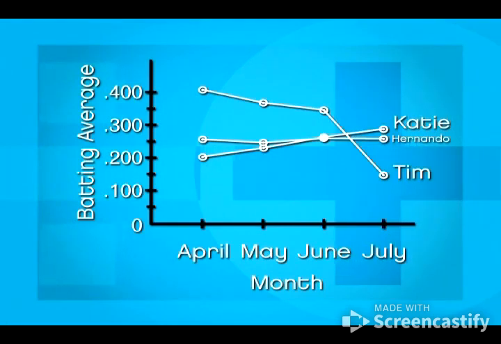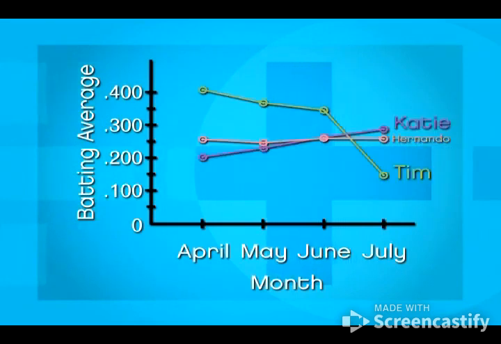When you have more than one line, like in this case, you'll want to label each line and make them different colors so people aren't confused. This line graph makes it easy to see how Tim, Katie, and Hernando did throughout the season.